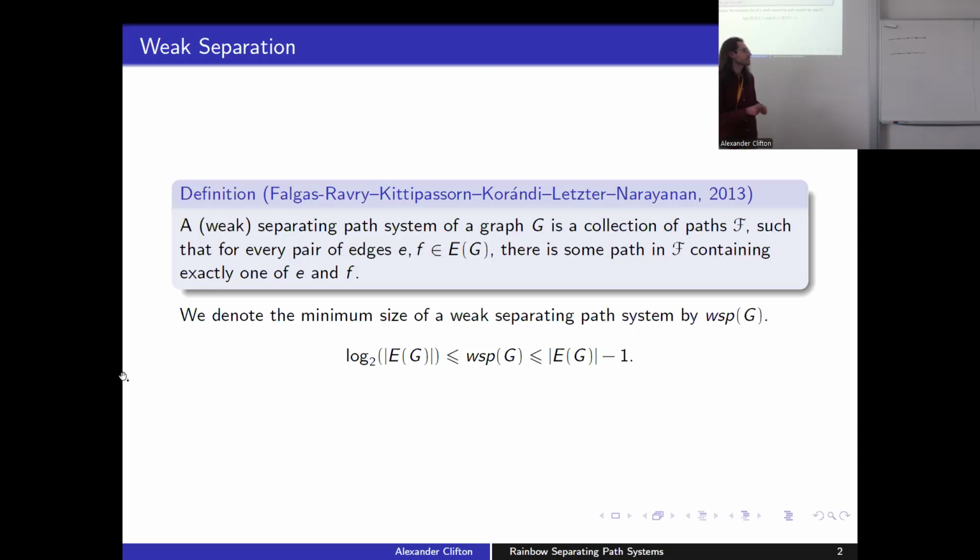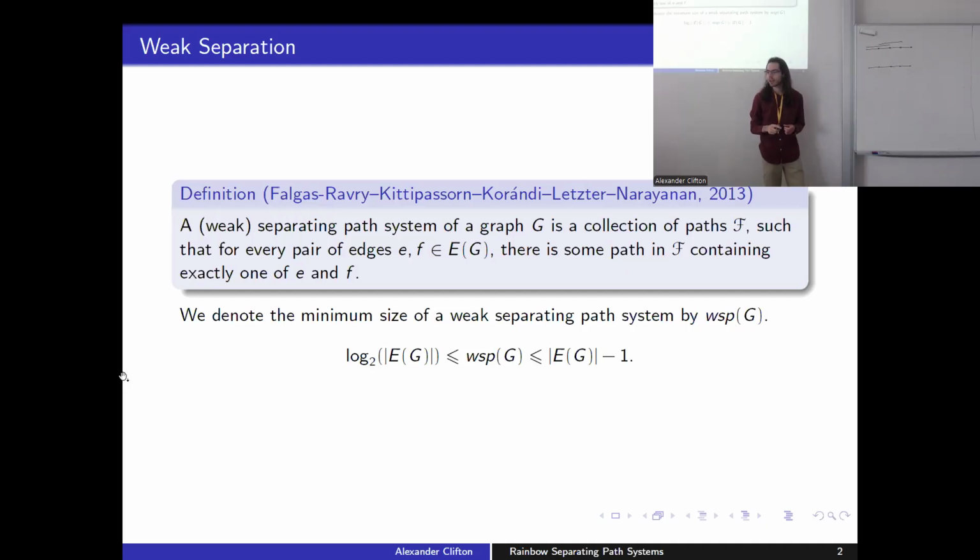So for instance, if I'm trying to separate this path of length 4, that's my original graph, I can use this path, and now you see that they all have their unique signature, right? This is only in this one path, this is in both, this is only in the second path, and this is in none of them.